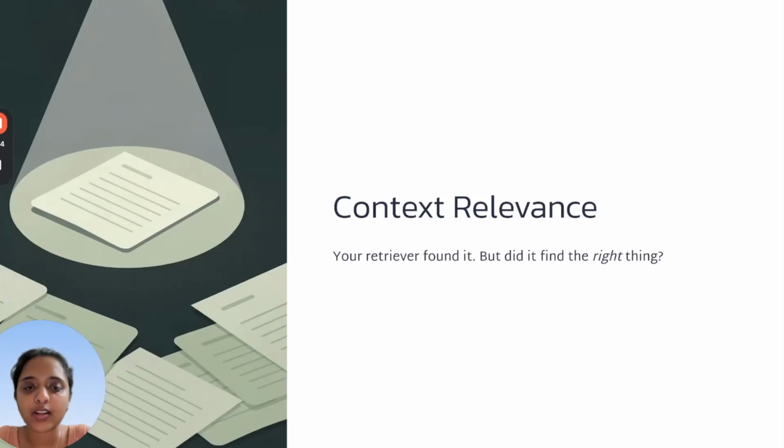Today's topic is context relevance. Context refers to a set of tokens that is included when sampling for a large language model. So we are going to see if our retriever found it, did it find the right thing?